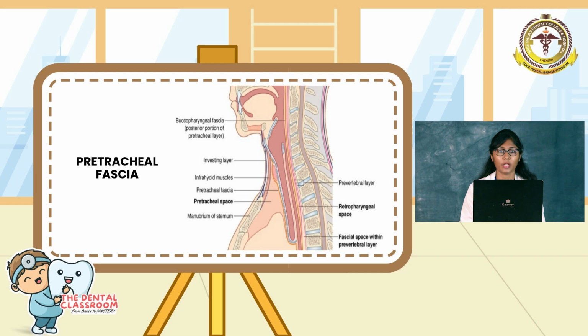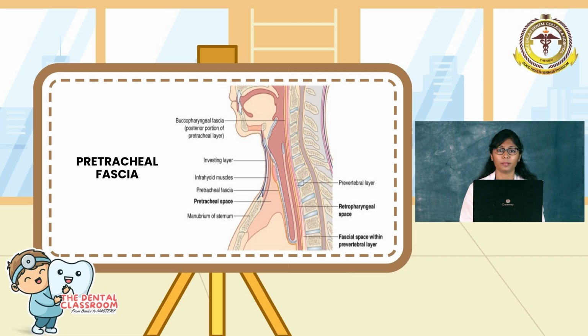Superiorly, it is attached to the hyoid bone. Inferiorly, it extends into the upper thoracic cavity where it blends with the fibrous pericardium. Laterally, it is in relation to the thyroid gland and esophagus. Anteriorly, it forms the front portion of the visceral compartment of the neck. Clinically, pretracheal fascia is important because it can serve as a potential pathway for infections to spread from the neck down into the mediastinum.